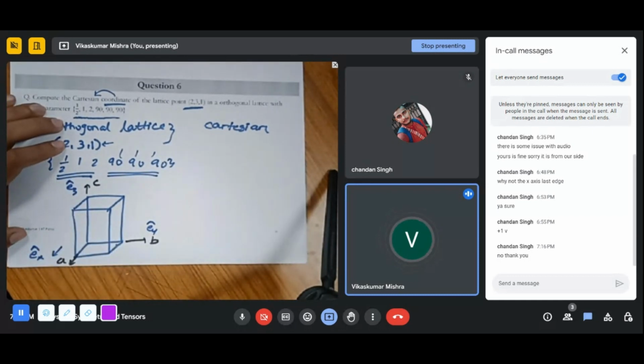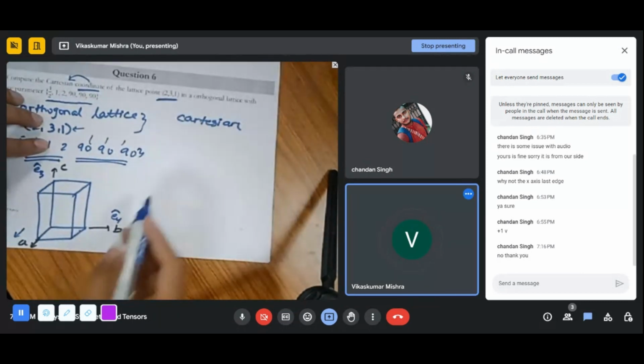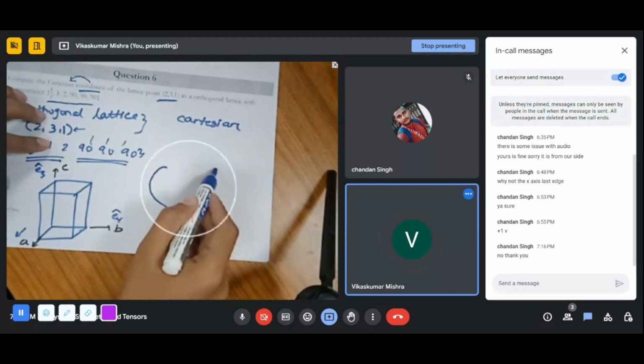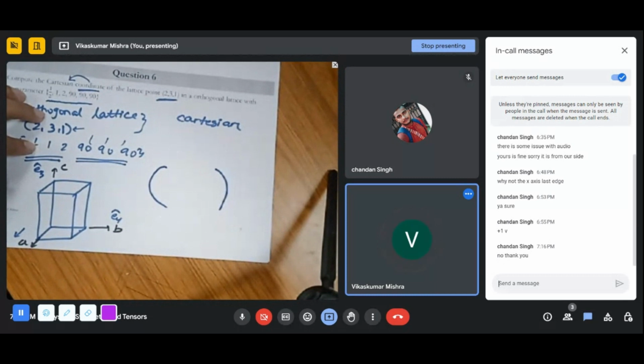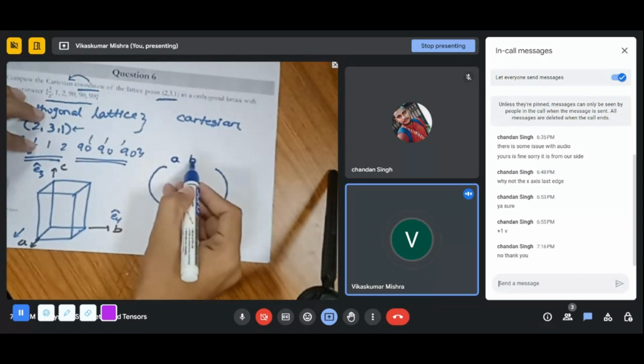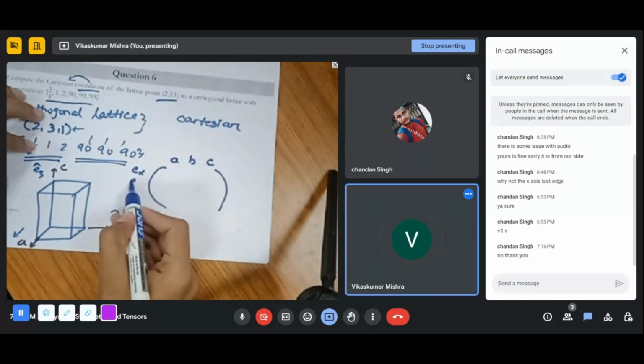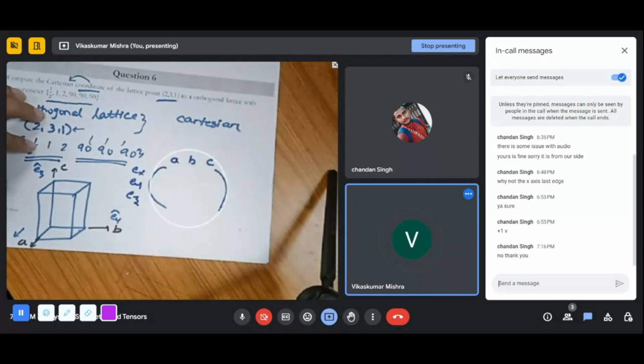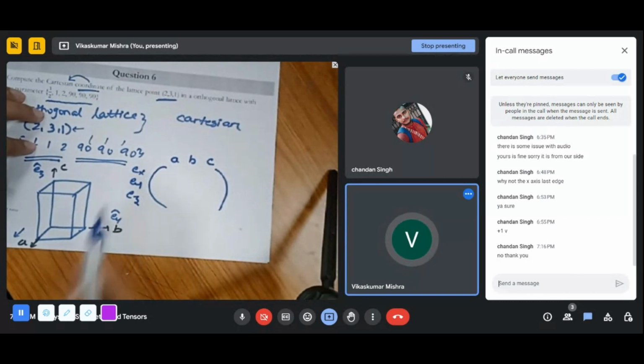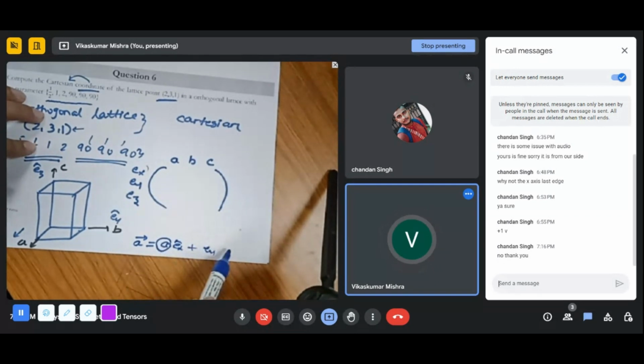So if you want to convert from the orthogonal to the Cartesian, what will be its coordinate transformation matrix? Here we need to write A, B and C, and Ex, Ey and Ez. Can I write A in terms of Ex? We can say that the A vector will be nothing but A times Ex cap. So what did we get over here? It is nothing but A. What about Ey cap and Ez cap? They are nothing but 0.